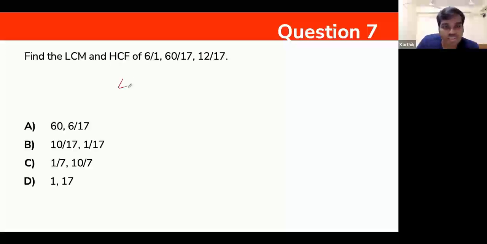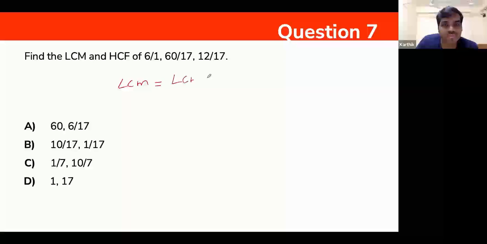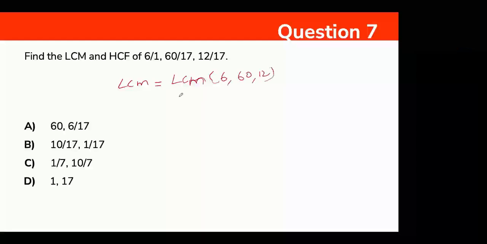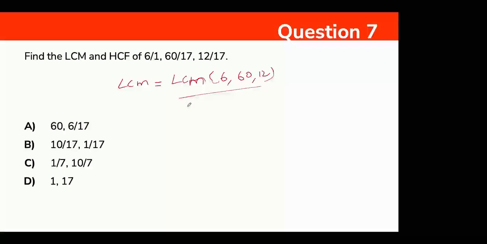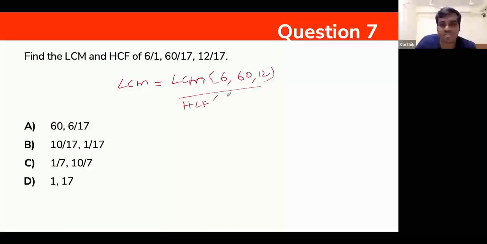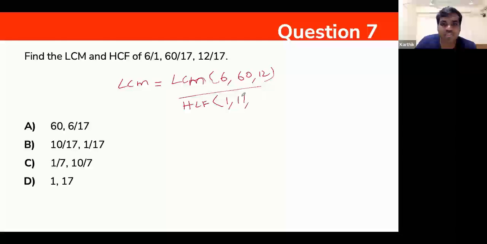So first we need to find the LCM. LCM of 6, 60 and 12. Option A. HCF of 1, 17 and 17.